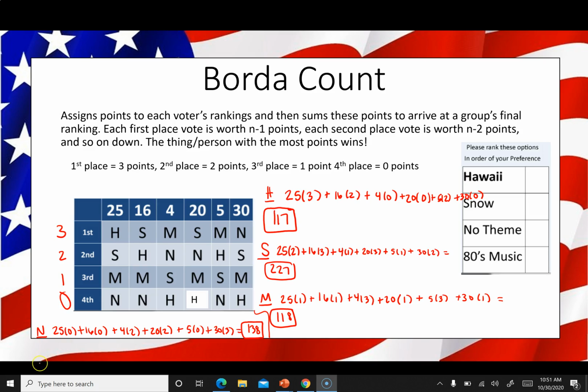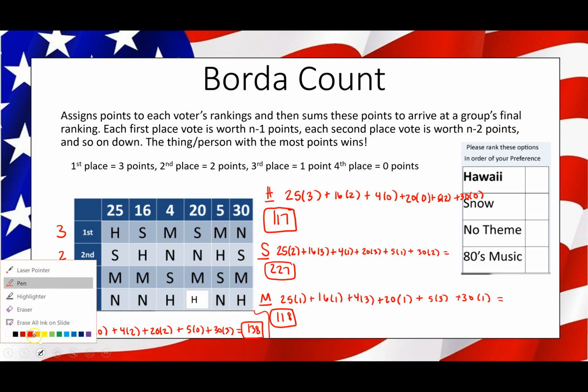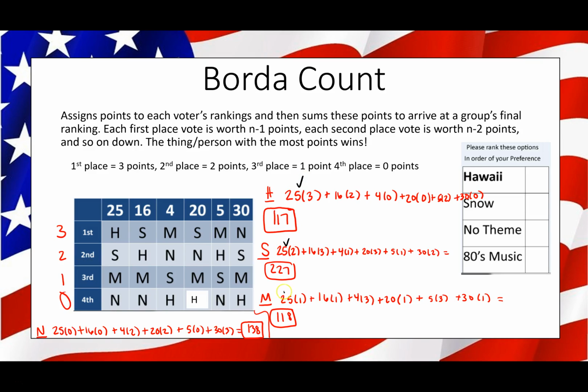Remember, you can check your answer to make sure you haven't made a mistake. Notice how I've got 25 written first for every single problem, and then I've got 16, 16, 16, 16, 4, 4, 4, 4, 20, 20, 20, 20, 5, 5, 5, 5, and then last 30, 30, 30, and 30. And that second number just has to do with how many points they're being awarded based off of where they are being positioned in the table. So our winner is going to be S, which is going to be a snow-themed party or dance or whatever this is going to be.